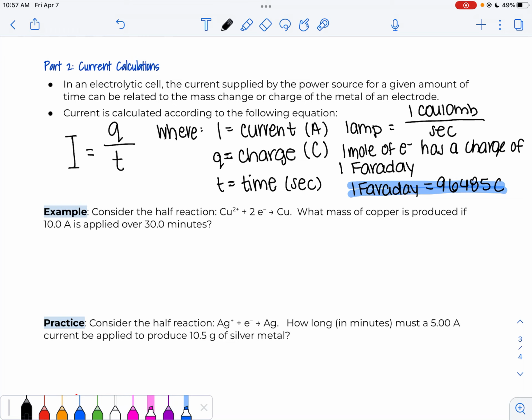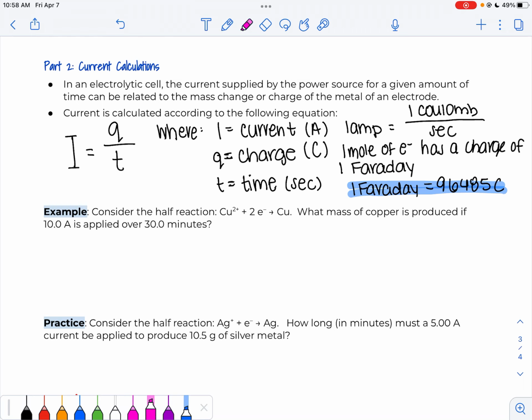So consider the half reaction, copper 2 plus reacting with 2 electrons to produce solid copper. Okay, so think about what's happening really quick in this reaction. Is this an oxidation or is this a reduction? We're adding electrons to the system. We're gaining electrons, so we must be reduced. Okay. So what mass of copper is produced if 10 amps is supplied over 30 minutes?